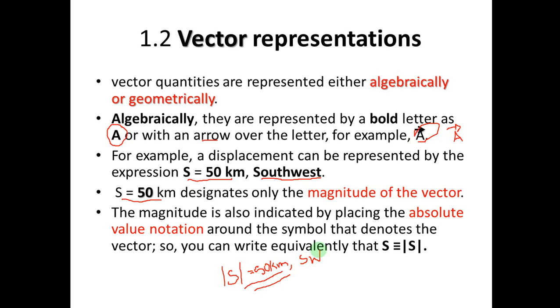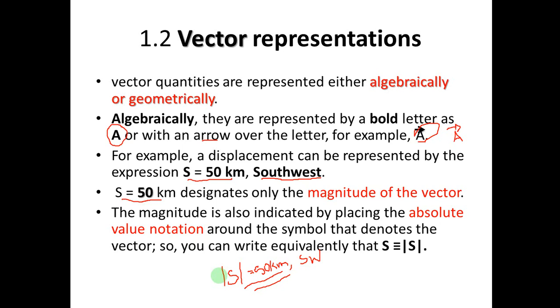So in short, vector quantities can be represented algebraically and geometrically. Algebraically, you can represent it using a bold letter or an arrow over the letter. The best example is displacement S equal to 50 kilometer southwest. This represents a vector called displacement. S equal to 50 kilometer describes the magnitude of the vector, and the southwest describes the direction. The magnitude of a vector can be represented using absolute value notation.